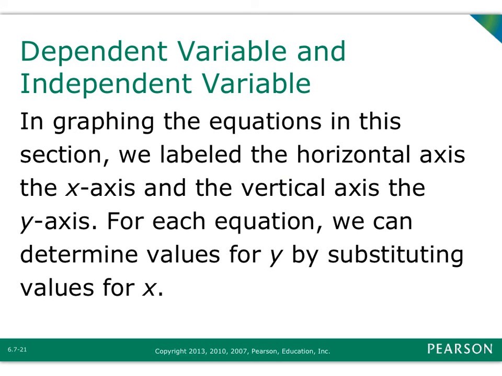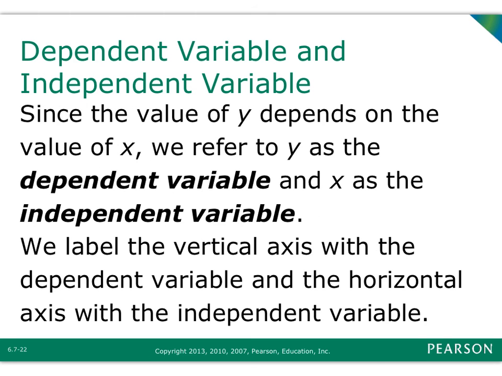In graphing equations in this section, we label the horizontal axis the x-axis and the vertical axis the y-axis. For each equation we can determine the value for y by substituting in the value of x. Since the value of y depends on the value of x, we refer to y as the dependent variable and x as the independent variable. We label the vertical axis with the dependent variable and the horizontal axis with the independent variable.